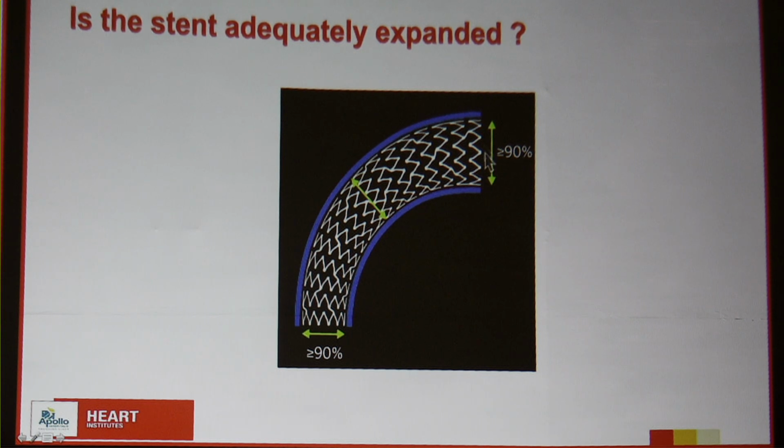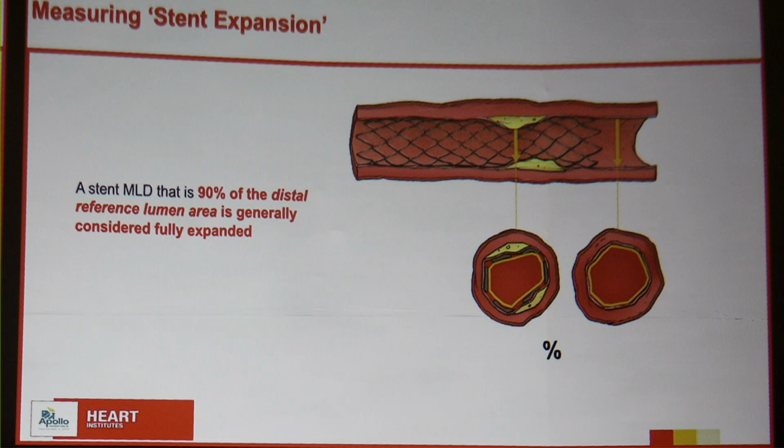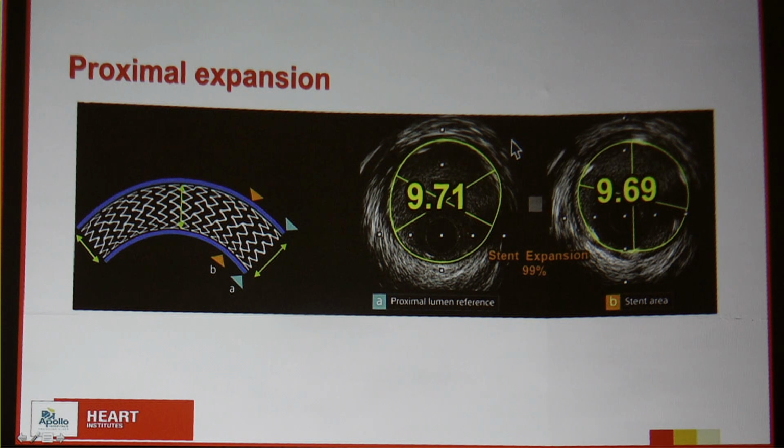But here you have to do a little bit of manual work: at least more than 90% of the vessel size, the stent size should accommodate more than 90%. And this is what happens. You see the luminal size and try to optimize based on the normal area of the artery. You try to see how much you can optimize to the maximum.